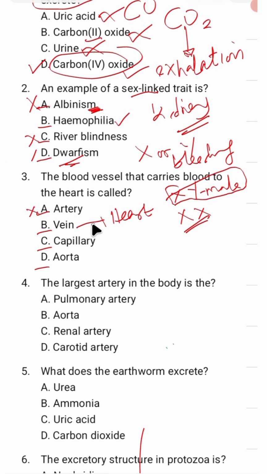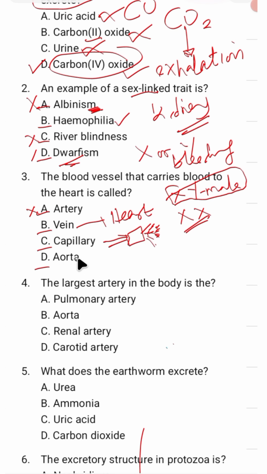The next option there is capillary. What is capillary? Capillaries are actually tiny vessels where exchange of gases and nutrients takes place. Okay, so if you have maybe an artery carrying oxygenated blood to a particular organ, let me say the kidney, that artery will end up as capillaries, which are tiny vessels where nutrients and gases can be exchanged through the cells.